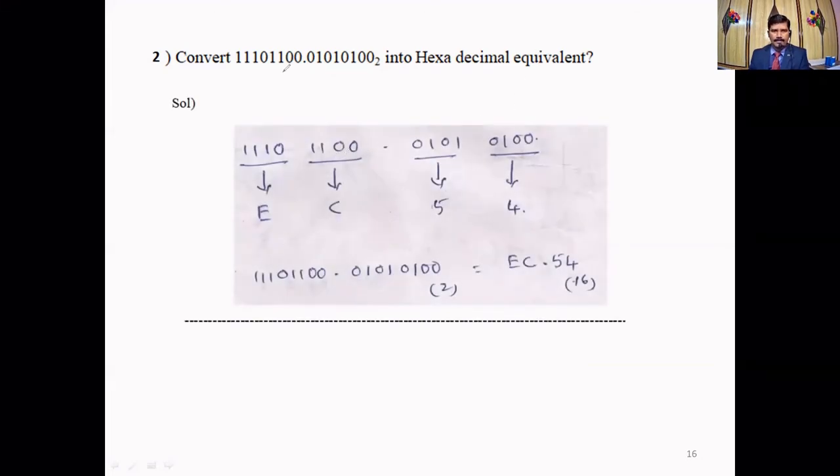First 1100. From the decimal point we need to take 1100, 1111. Here if any point is there, then we need to put 00 here, so that we can form 4 bits. Here 4 bits are there, that's why we can stop here. After the decimal point 0101 and 0100, so this is 4 bits going on 4 bits, right? So this is C, this is E, and this is 5, and this is 4. So this total binary number equals EC.54 to the base 16.